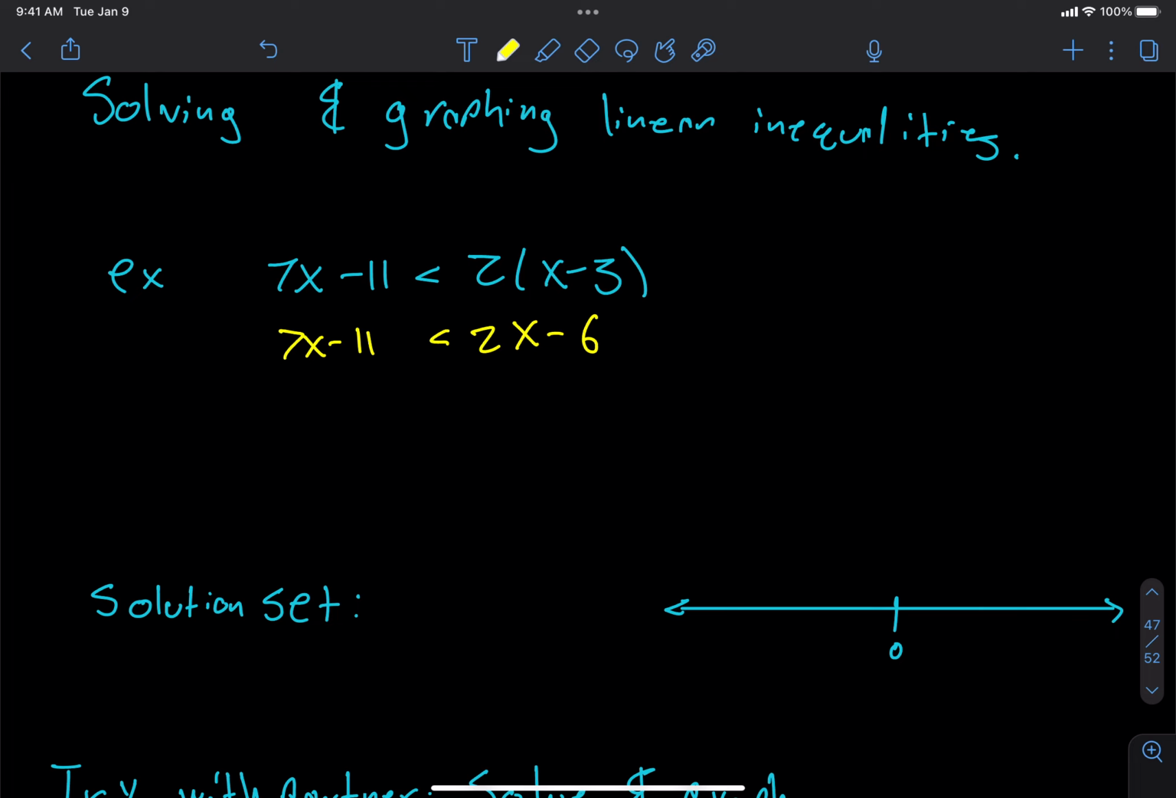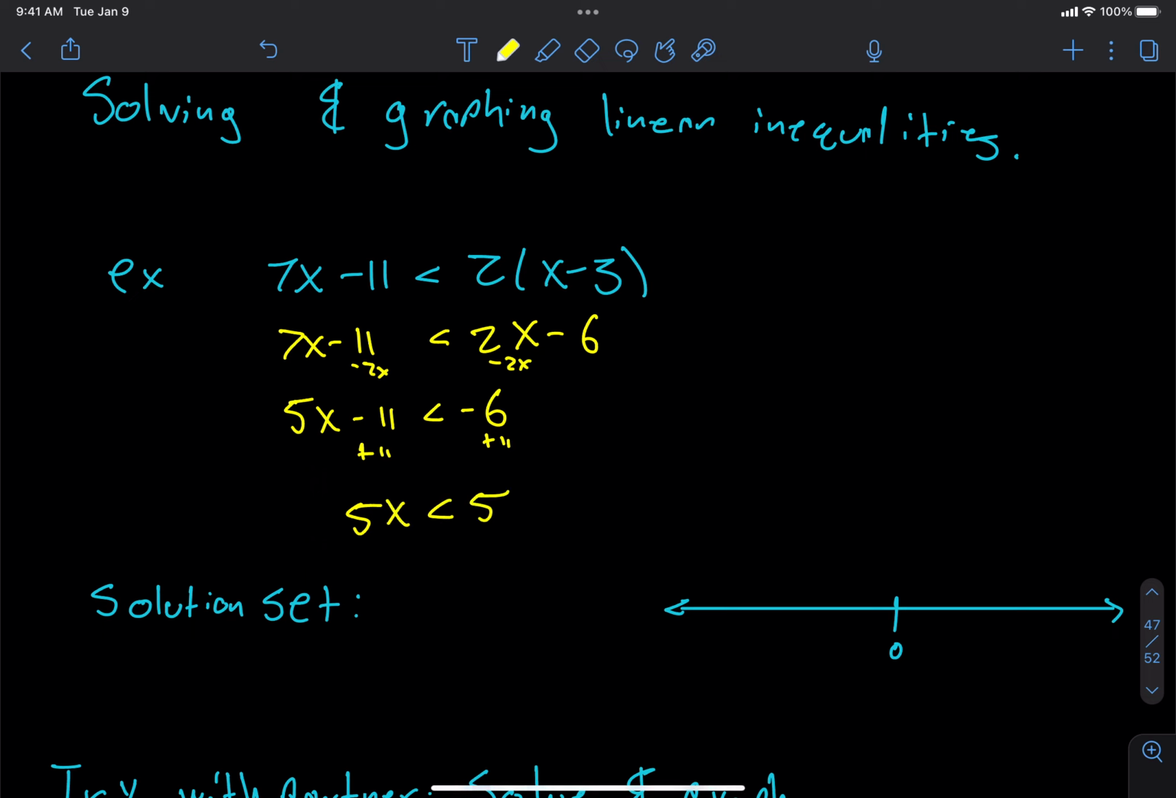And then we wanted to combine like terms. So I'm going to subtract 2x from both sides. If I subtract something, should I flip the sign? No. So I get 5x minus 11 is less than -6. And then I'm going to add 11 to both sides. So this was a minus 2x on both sides, and then a plus 11 on both sides. And I'm going to get 5x is less than 5.